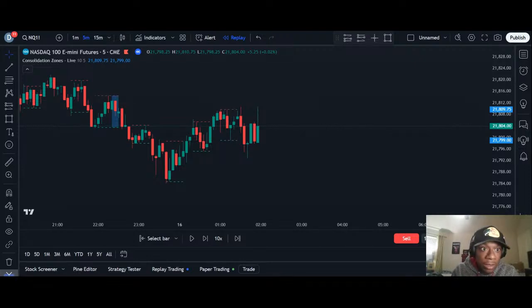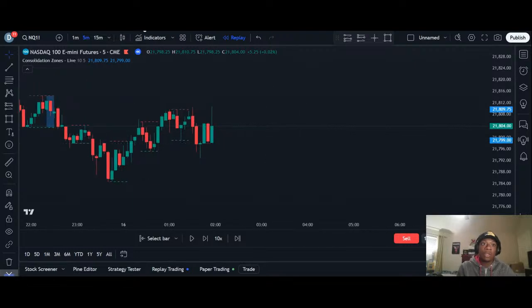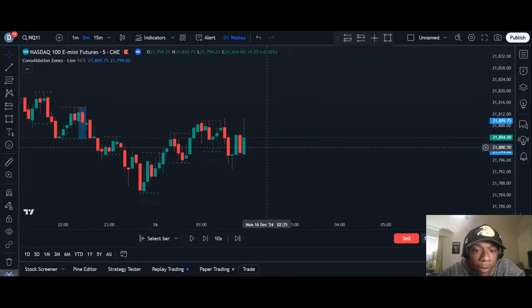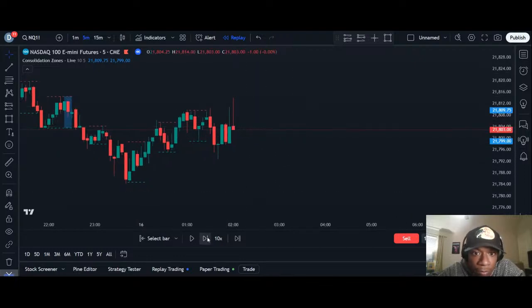So now this is the 5 minute time frame. We're gonna see if it works. Like I said, I don't trade this strategy on the 5 minute time frame, but I'm confident that it works all the same. So let's wait for a zone to form.